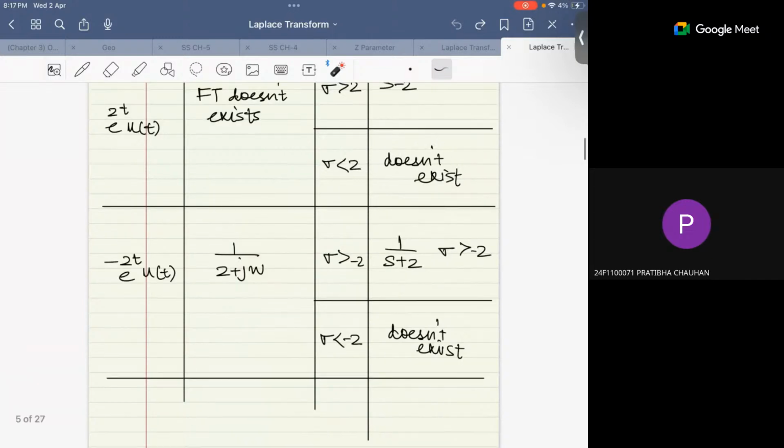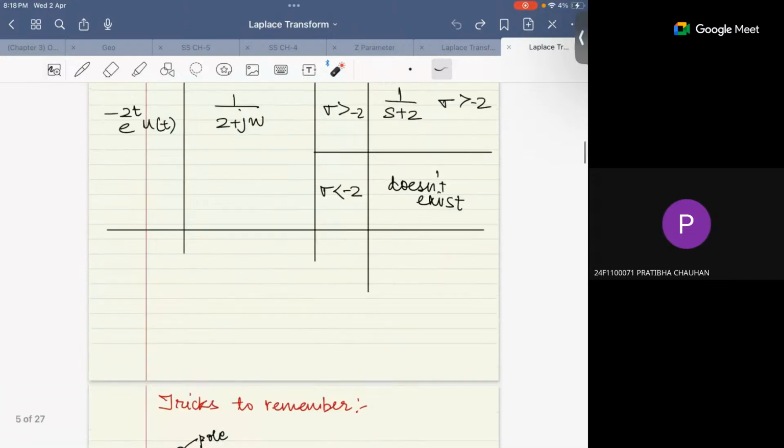Here also you can see that e to the power minus 2t. So you are able to calculate the Fourier transform, right? Here also you are able to calculate the Laplace transform with some condition, and the condition is what? Sigma should be on the right side of the pole. Here also the signal is right-handed, and the ROC you are getting is right-handed, right? Sigma greater than -2, sigma greater than the pole that exists. And for sigma less than -2, the Laplace transform doesn't exist.